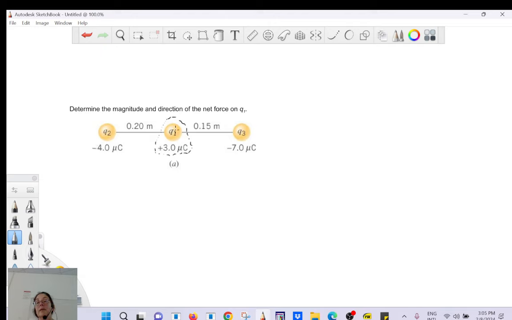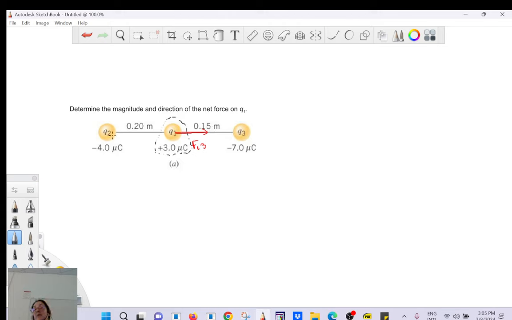And then on Q1, I'm going to look at what's going to happen because of Q3. Do they attract each other? Do they repel each other? They're gonna attract each other, right? So I'm going to trace a force here, and I'm going to call that force F1 and 3. Okay? So this one is attracted by that one. And then, because we have to decide which way it's pointing to, so this one is pointing to the right.